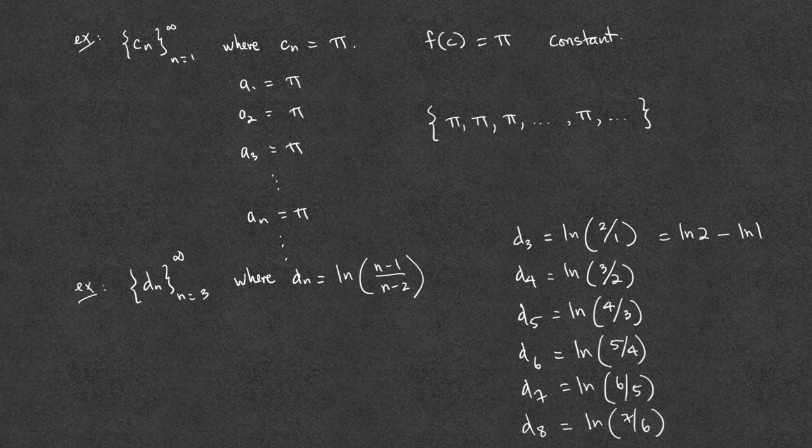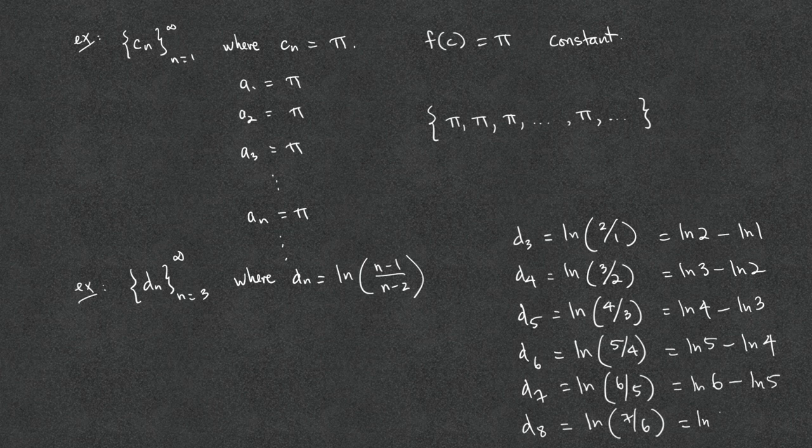These can be rewritten as ln of 2 minus ln of 1. D sub 4 is ln of 3 minus ln of 2. D sub 8 is ln of 7 minus ln of 6, and so on. In fact, ln of (n minus 1) over (n minus 2) is ln of (n minus 1) minus ln of (n minus 2).